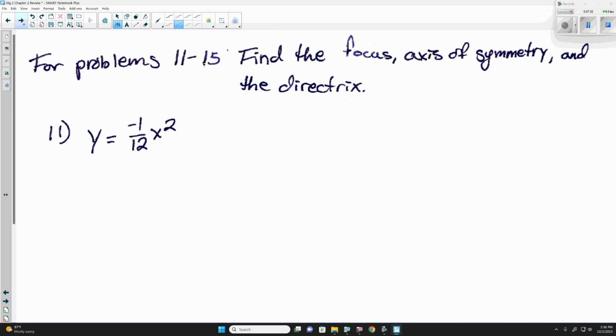For 11 through 15, we want to find the directrix, axis of symmetry, and the focus. We didn't ask for the vertex, but that's fine. And to find any of these here, we need to find the values of h, k, and p. Now, I would attach this to the general form. Well, the general form would be y equals 1 over 4p times x minus h squared plus k.